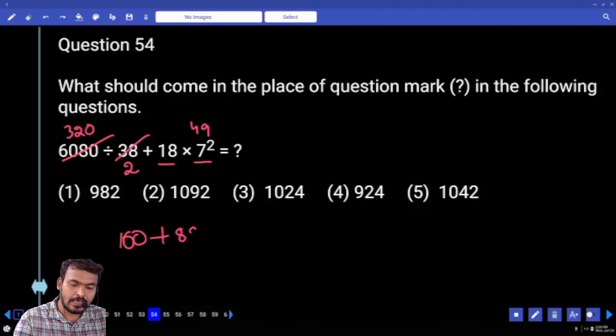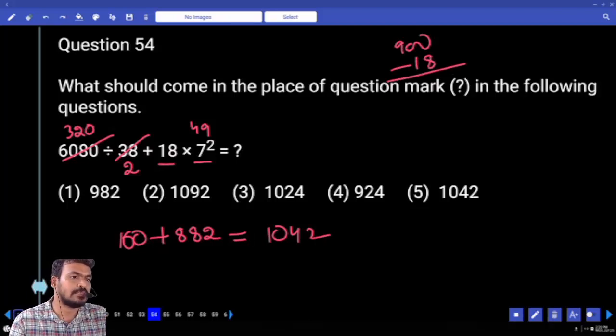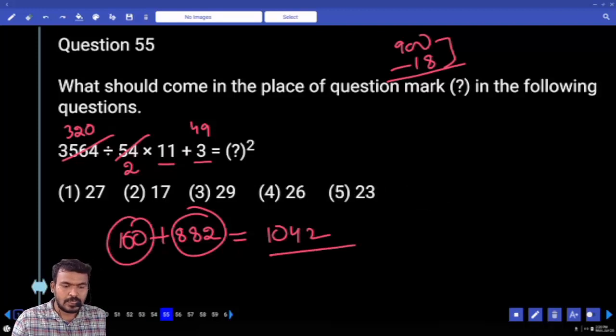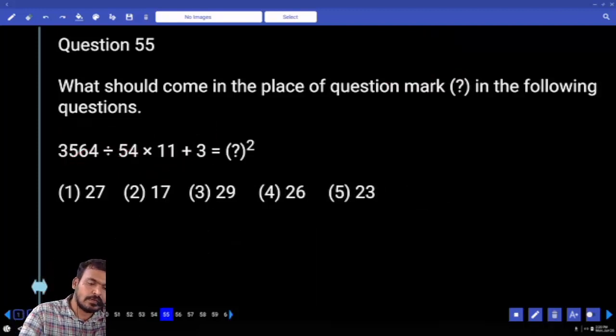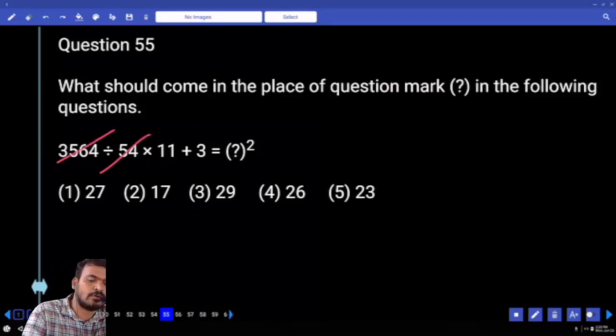882 or not? 882. Both are adding. What is the total value? 1042 or not? Actually what is the 50 times value? 900. In that 1 time are subtracting. Minus 18 or plus 18? Minus 18. 900 minus 18 means it will be 882 or not? Plus 160. What is the total value? 1042. Next question number 55. 3564 divided by which one? 54. First of all 54 7 times how much?